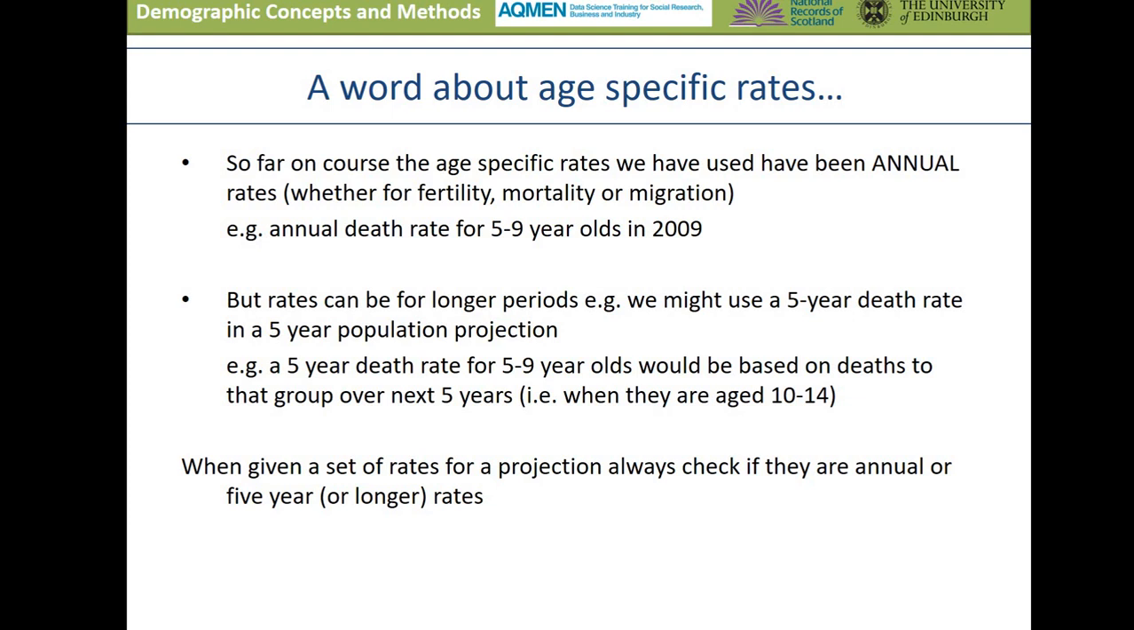So whenever you're given a set of rates for a projection, always check if they are annual or 5-year rates. If you're working with a projection that uses 5-year age bands, you need to have 5-year rates of mortality and migration.